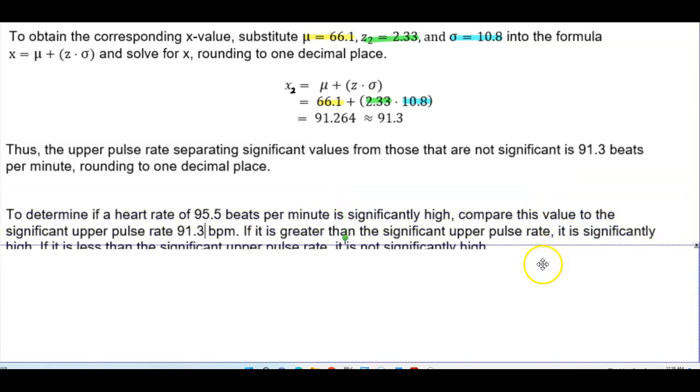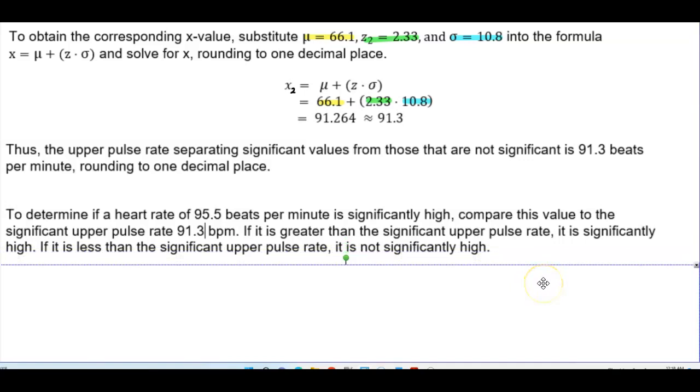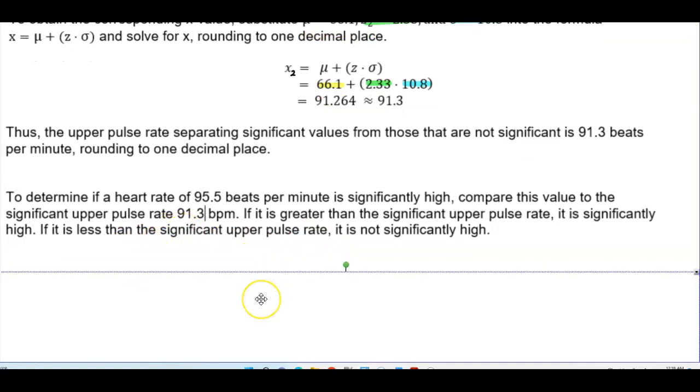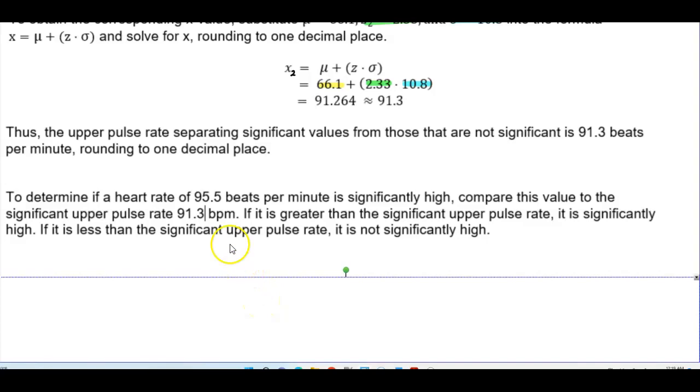Now, to determine if a heart rate of 95.5 beats per minute is significantly high, compare this value to the significant upper pulse rate of 91.3 beats per minute. If it is greater than the significant upper pulse rate, it is significantly high. If it is less, it is not significantly high. In this case, because 95.5 is above 91.3, we would say that it is significantly high.